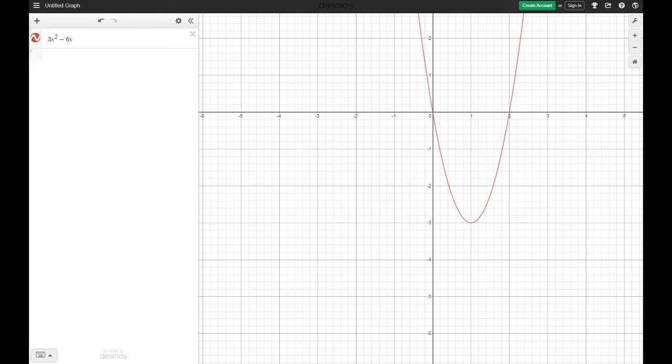I'm trying to remember, is there an easier way to find the vertex? Oh yeah, right, because we have, I don't remember what it's called, that x-intercept form. So all we need to do technically is factor this and then figure out the two x's, add them together, divide by 2. That's our y value for the coordinate.